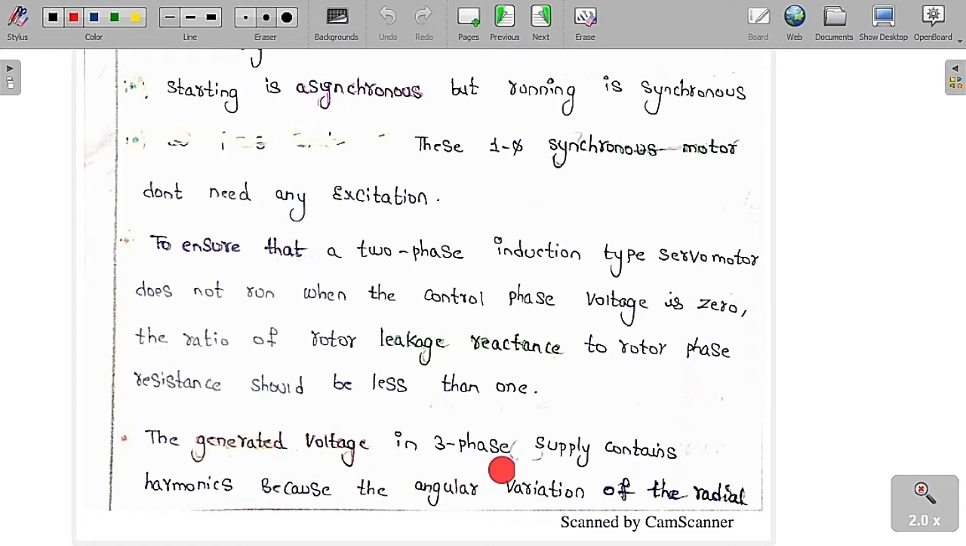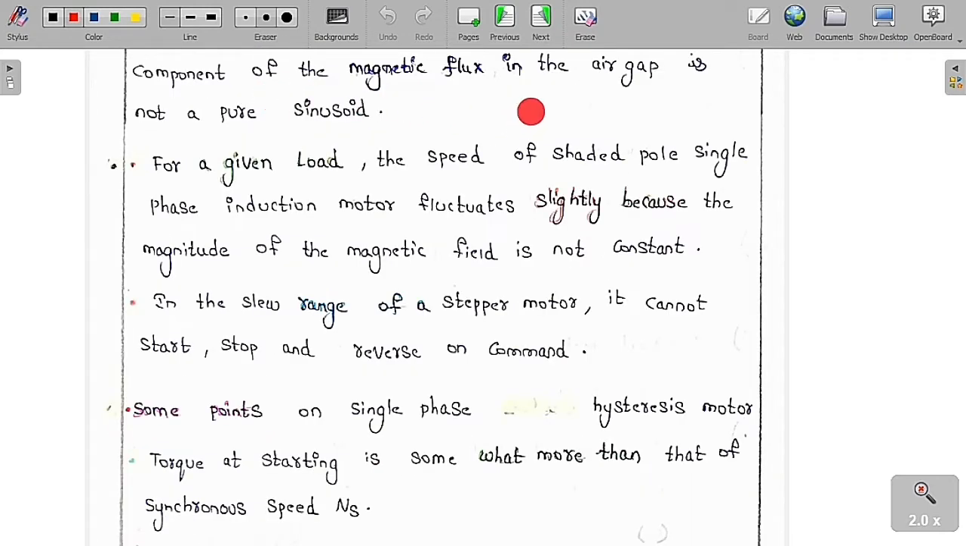The generated voltage in a three phase supply contains harmonics because the angular variation of the radial component of the magnetic flux in the air gap is not a pure sinusoid.